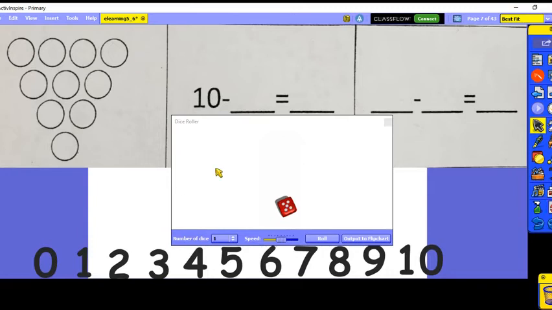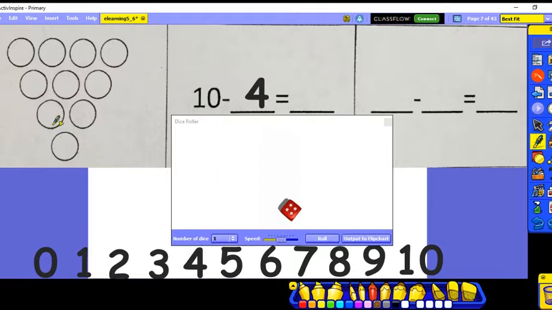We're going to start with our 10 bowling pins. We're going to take away 4 bowling pins this time. So let's knock down 4. Here we go. 1, 2, 3, 4.